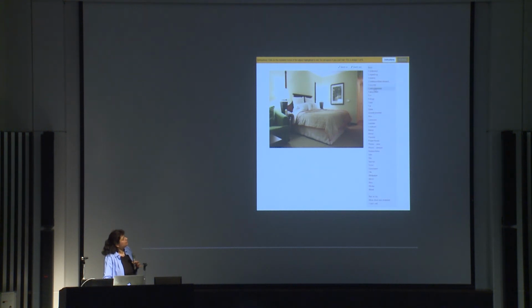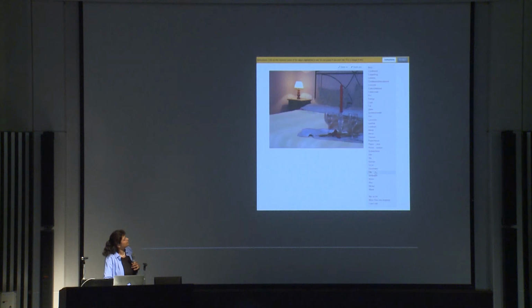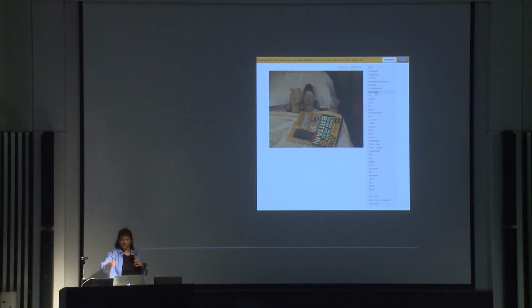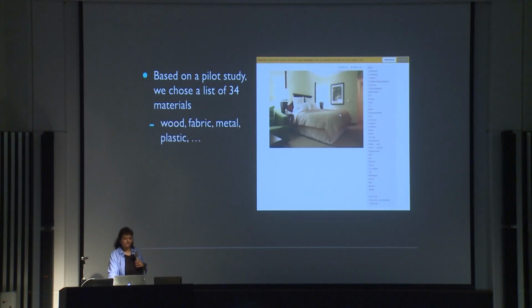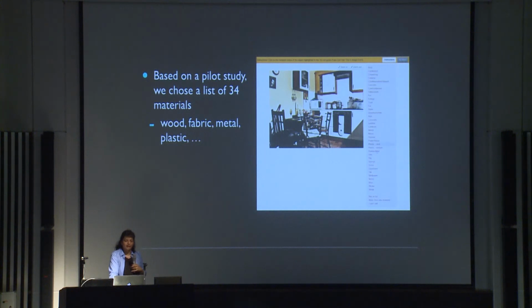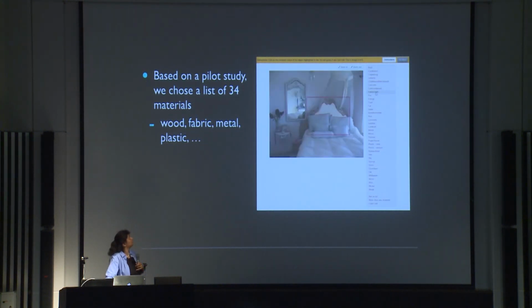This part is pretty easy. Then you name the materials and the objects. So for example, you're quickly going through and saying this is tile, that is fabric, et cetera. And there's a pull-down menu of the materials that are there. We chose 34 materials, classic stuff, and you can go and check on the website: wood, fabric, metal, plastic. We had to do things like create painted walls, so we needed to create a painted category.